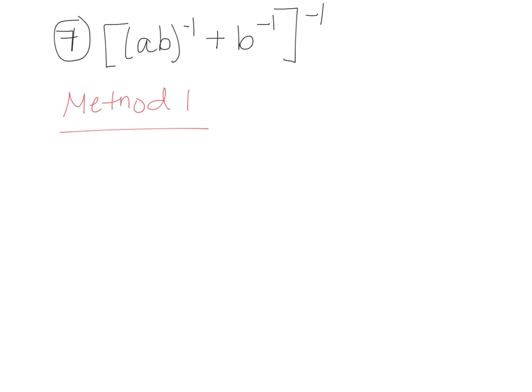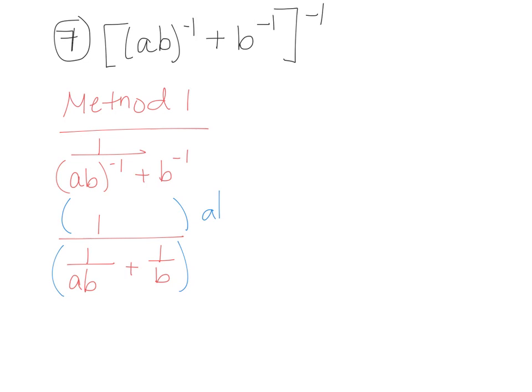Okay, first method is to deal with that outermost negative 1. Then I get 1 over ab to the negative first plus b to the negative first. So it's getting rid of that outside negative 1, which then can be rewritten as 1 over 1 over ab plus 1 over b. We now have that LCD of ab. Have to do the same thing to the numerator and the denominator. And we're left with ab over 1 plus a. And done.